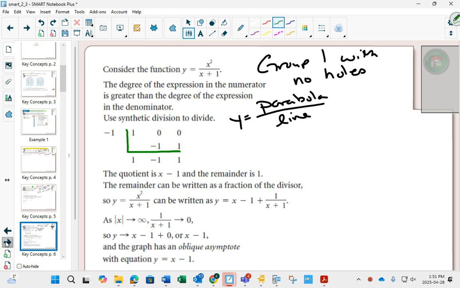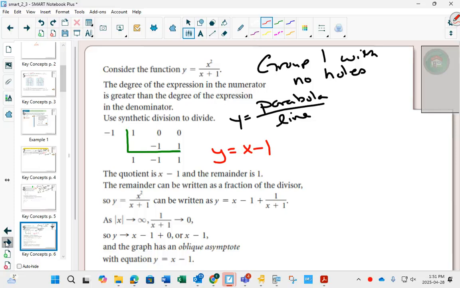And you do your synthetic division, and whatever your answer is, ignoring the remainder completely, even if the remainder is like 17 billion, like the craziest, biggest remainder, you can ignore it. Your oblique asymptote will just be what's left if you ignore the remainder. And the reason for this is the following.